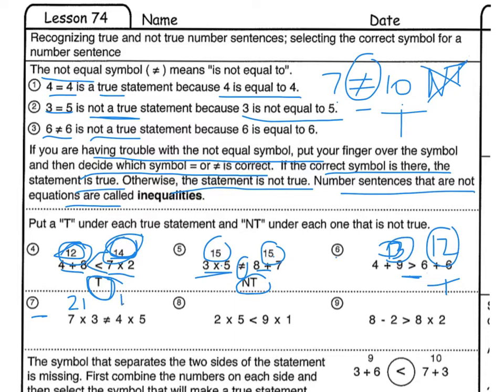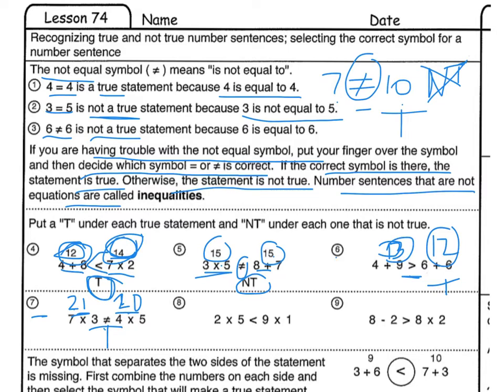4 times 5, you should have put a 20 right there. 21 is not equal to 20. Here's where a lot of kids mess up. They see the not equal sign in there and they say, oh yeah, 21's not equal to 20. Cool. And then they put not true because they're thinking not equal. Not equal is right. But the answer is actually true. 21 is not equal to 20 is a true statement.